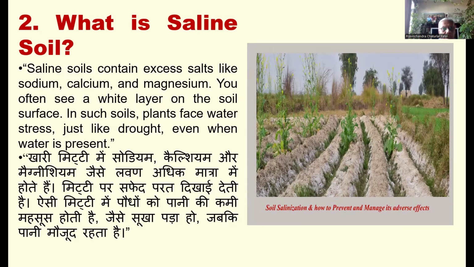What is saline soil? Saline soil contains excess salt like sodium, calcium, and magnesium. You often see a white layer on the soil surface. You can see here the white surface layer on the soil surface. In such soil, plants face water stress just like drought. You can see here, due to water stress, plants are stunted, similar to drought condition. Even when water is present, the plant will not take it up due to high salt concentration in the soil.